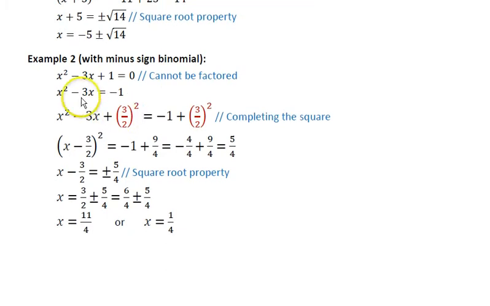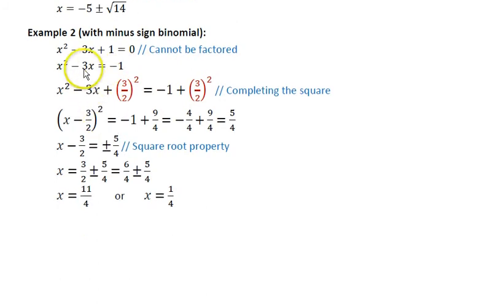Example 2, we have a quadratic with a minus for the linear term. This also cannot be factored or solved directly with the square root property. We take the constant term, subtract 1 to move it to the right, get negative 1 on the right, 0 minus 1. To complete the square here, we take the 3. We don't worry about the sign, it's going to be adding. We take the 3, divide it by 2 to get 3 halves, and we're going to square 3 halves. Again, we have to add that to both sides.